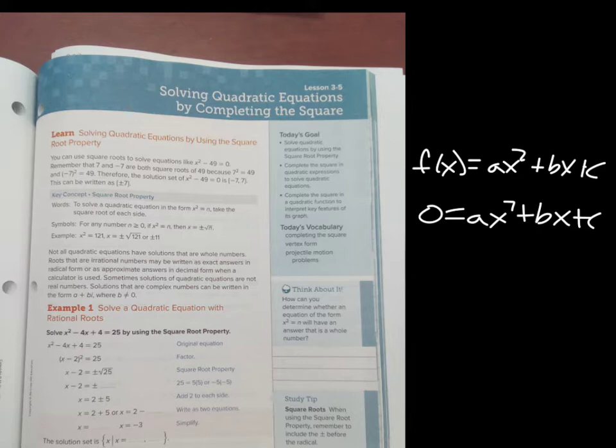But yes, factoring is one, right? You set it equal to 0, factor, set those factors equal to 0, and then solve. Why don't we do that all the time? Not everything can factor. So then what can we do?